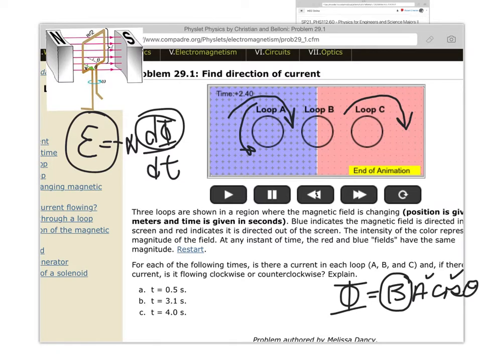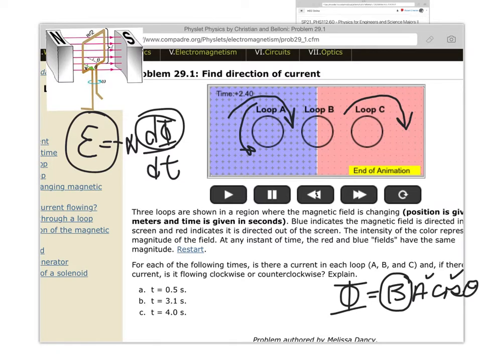And so at that point, when it goes from its maximum blue value to now decreasing, the direction of the induced EMF and the current is going to shift. And similarly for loop C in the opposite direction. And loop B is just going to be equal and opposite in each half. And so the net change in flux through loop B is always going to be 0.